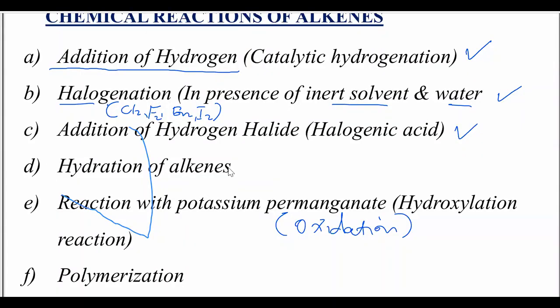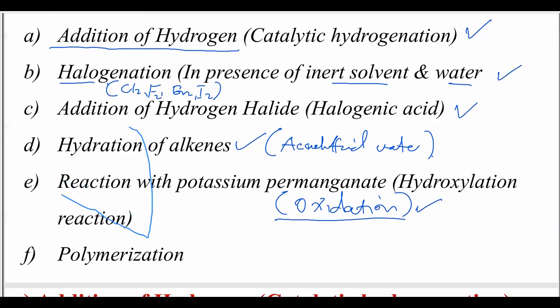Then number 4, we shall be looking at hydration of alkenes. Hydration is addition of water, but this is acidified water. Then E, we shall also look at reaction with potassium permanganate, also known as the hydroxylation reaction, which is one of the oxidation reactions. Then we shall also look at polymerization.